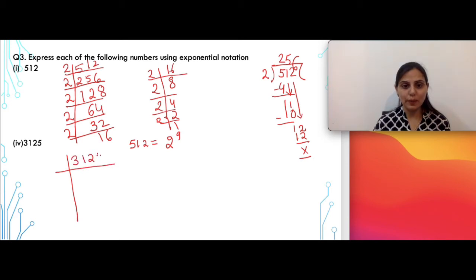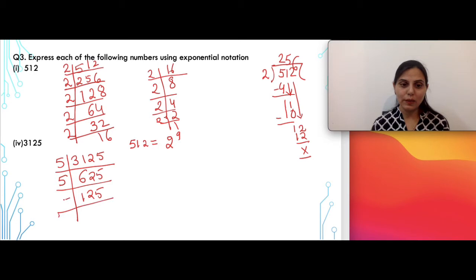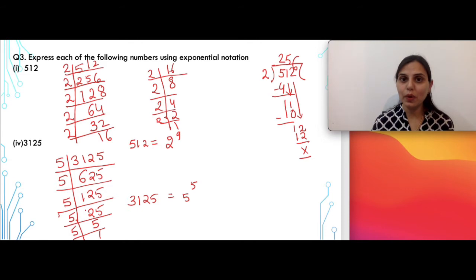3125. Since the number at ones place is 5, so clearly this number is divisible by 5. 5 625s are 3125, 5 125s are 625. Again, let's divide by 5. 5 25s are 125, 5 5s are 25, and 5 1s are 5. So clearly 3125 can be written as 5 raised to the power 5, since it's coming 5 times. 1, 2, 3, 4, and 5. So I hope these kind of questions are clear to you. Prepare them properly because these kind of questions are very important.